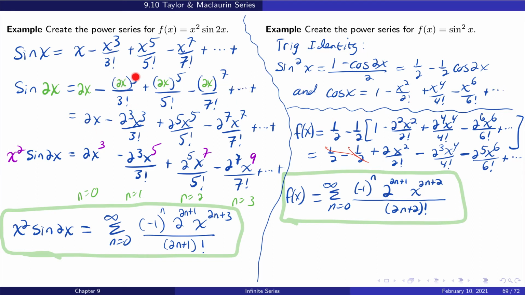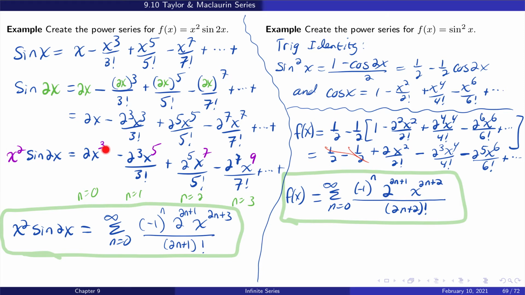And now I'm going to apply my exponent, but I'm not going to multiply this out, and you'll see why in a second. So now I have 2x, 2 to the third, x to the third, 2 to the fifth, x to the fifth, 2 to the seventh, x to the seventh. And when I take the next step, which is multiplying by x squared, the exponent now for x is going to increase by 2.